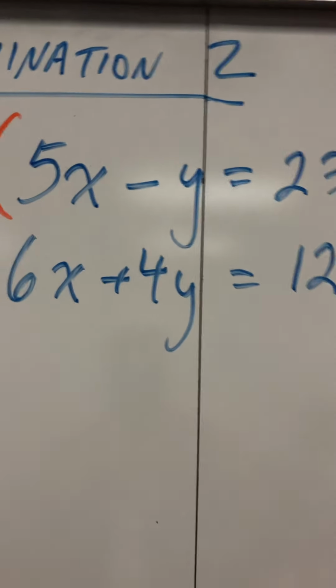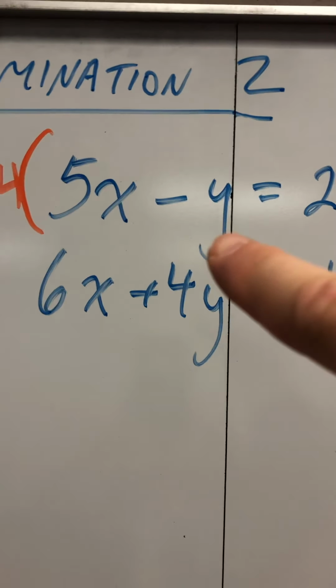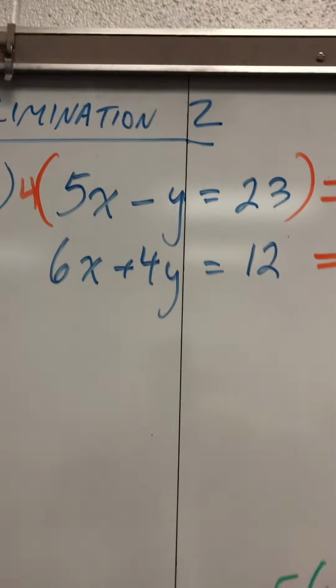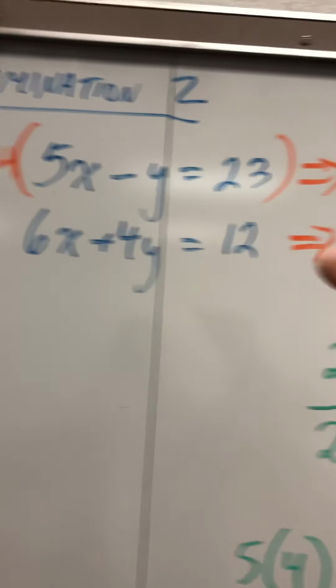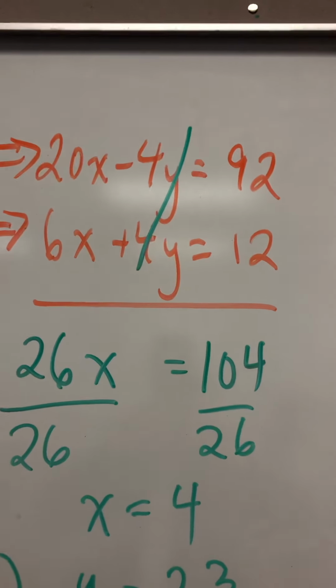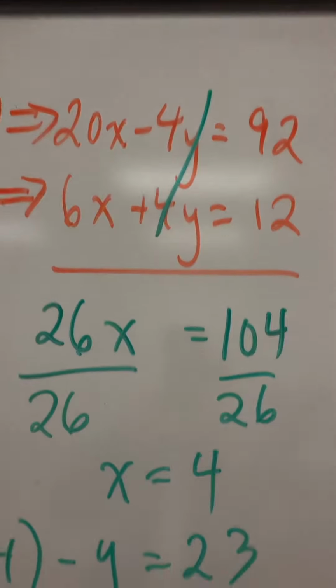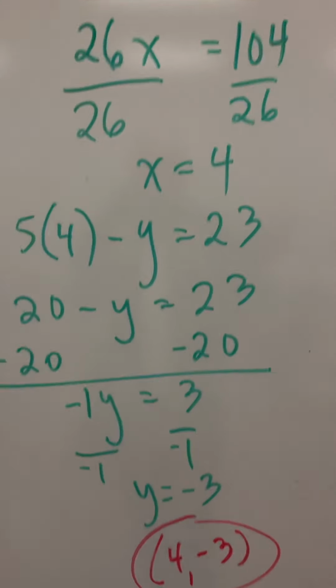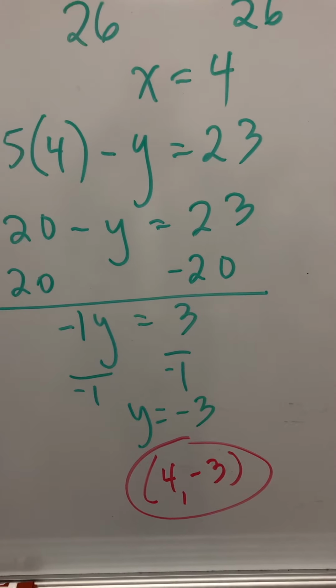Over here, you see how I just have negative y? Well, I'm going to multiply by 4. Why? Because that'll give me negative 4y to cross out with that positive 4y. I get x equals 4, put that back in for x, and I get y equals 3. 4, negative 3.